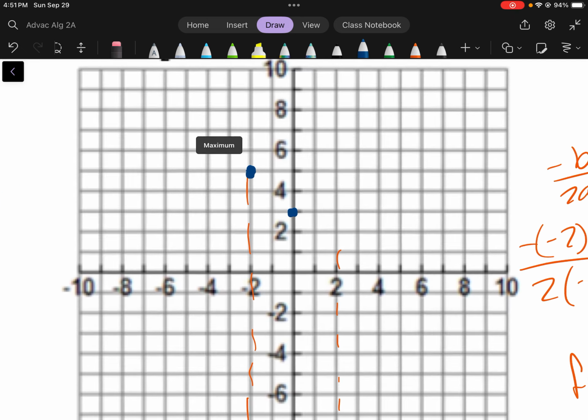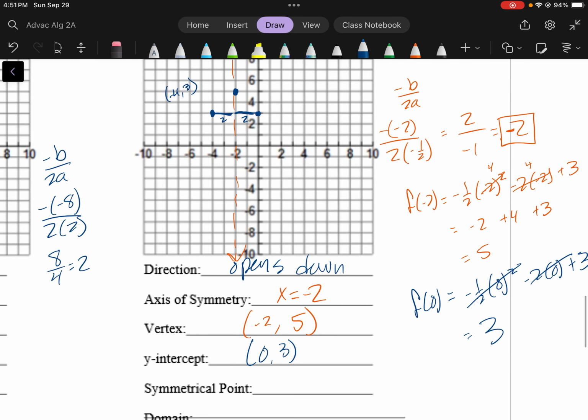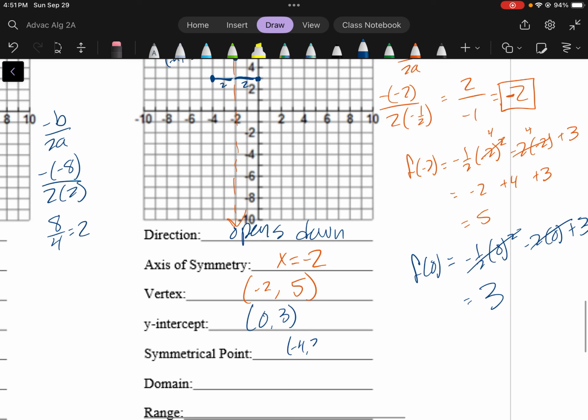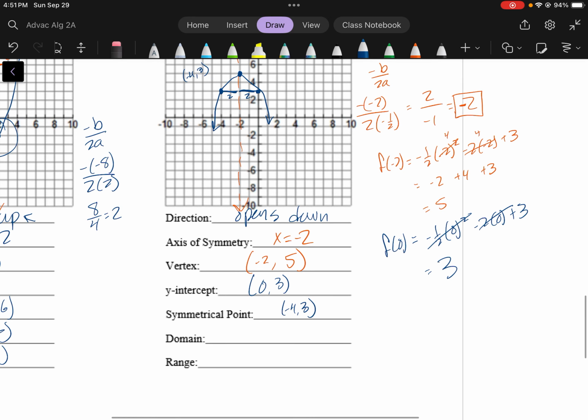And then this is the symmetrical part. Since all parabolas, again, are symmetric, if this has a distance of 2, this has to have a distance of 2. So I find that there's a new point at negative 4, 3. And that would be our symmetrical point. Negative 4, 3. Then we can draw out our parabola. It's going to look something a little bit like that.